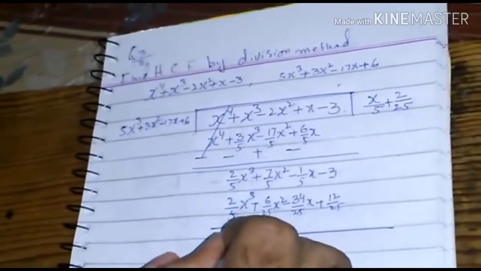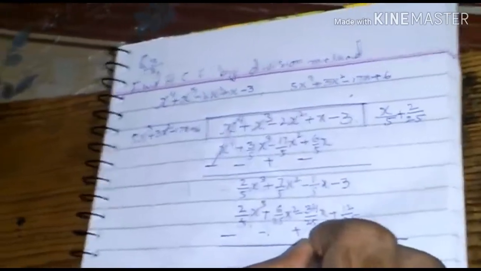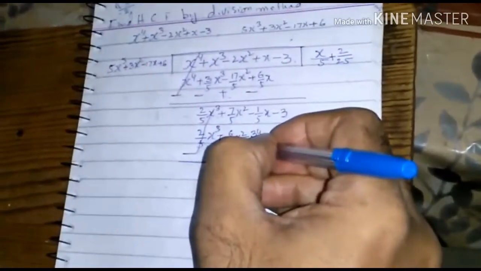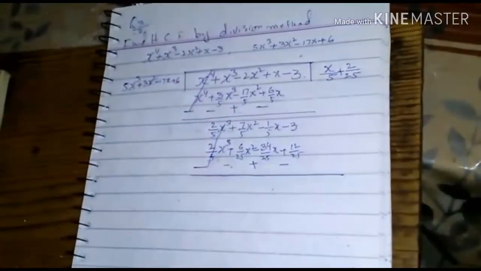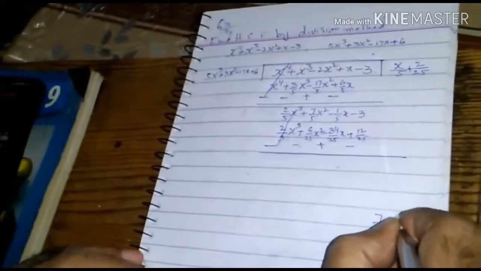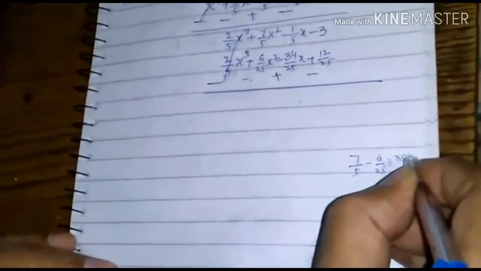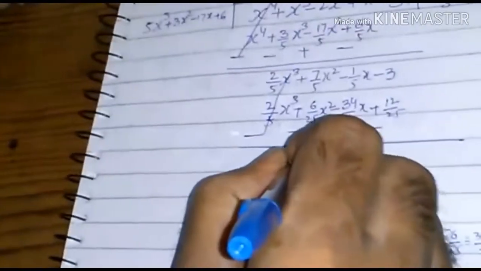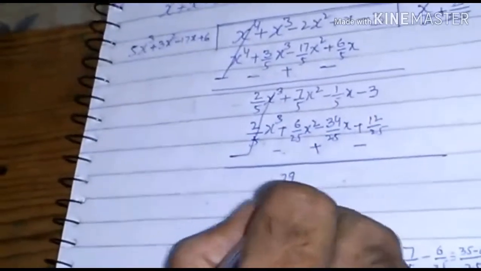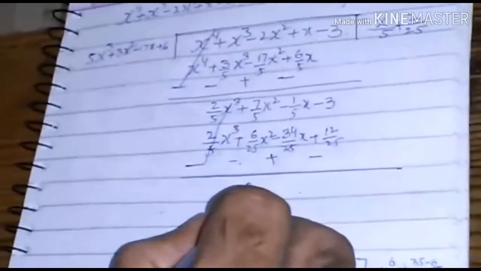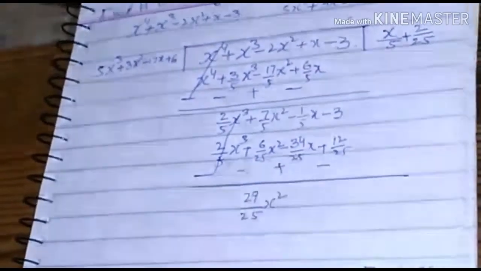Now changing the signs, minus minus plus minus. These are cancelled. Now there we have to make the calculations. Even we can use a calculator here, and these calculations are 7 over 5 minus 6 over 25 means 35 minus 6 over 25. This is 29 over 25 x square.